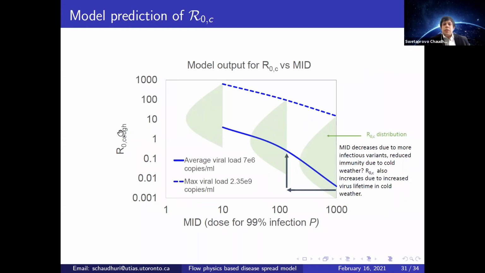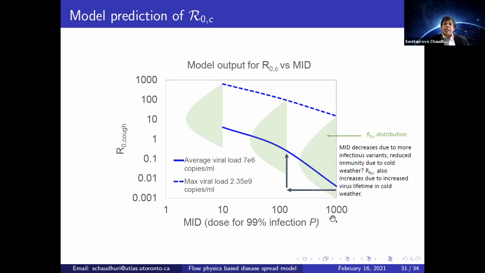Now, of course, if we plot the minimum infectious dose, that is for a 99% chance of infection probability, on the x-axis, and the basic reproduction number on the y-axis, for the average viral load, we get this curve. But for the max viral load, we essentially get this curve. And of course, this basic reproduction number must have a distribution, because the viral load also has a distribution among the entire population. And we can clearly see that it can follow something like a PDF, something like this. So here I plot the PDF essentially.